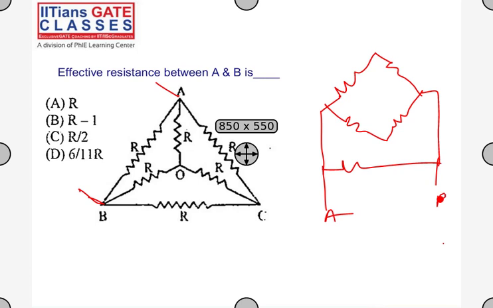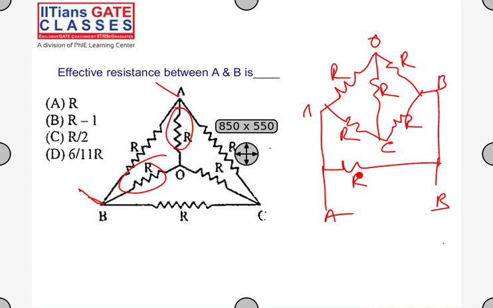This is AB. This point I'll call O, and B and C. So from A to O there is a resistance, and from O to B there is a resistance. These are the A and B terminals, right? So from O to B, B to C there is a resistance, A to C there is a resistance, and O to C there is a resistance. If you can identify this, okay, this is how a Wheatstone bridge is.